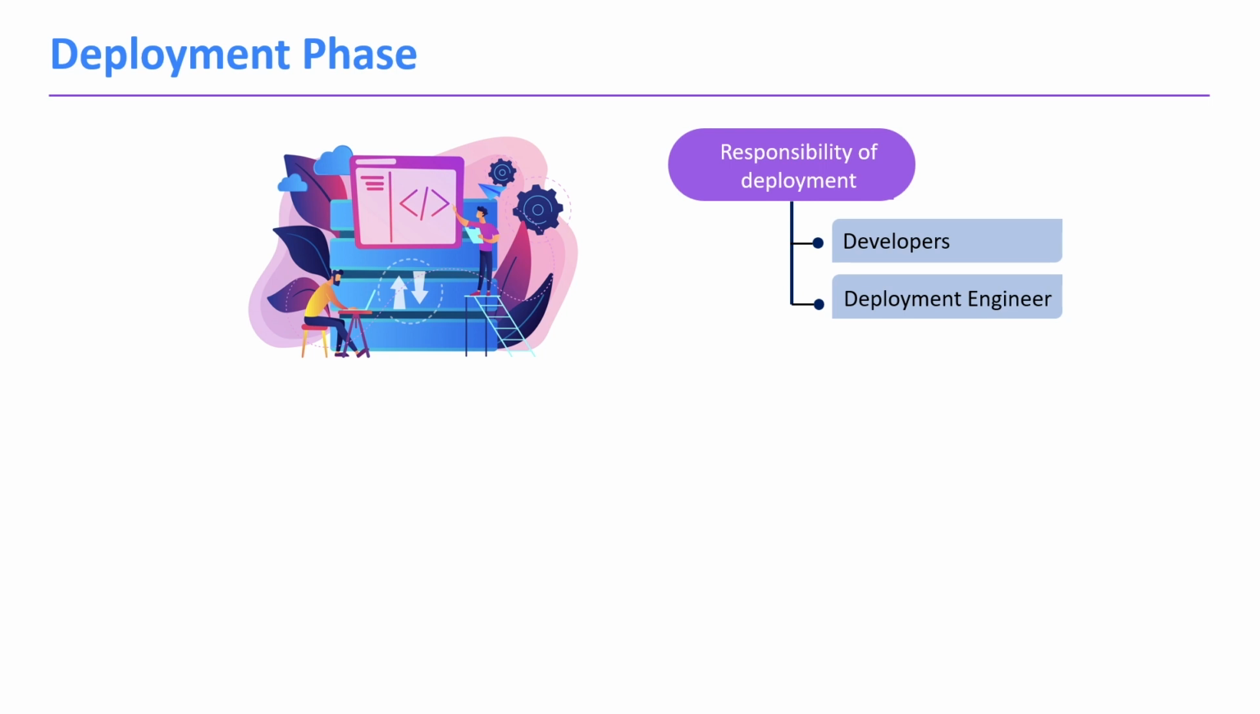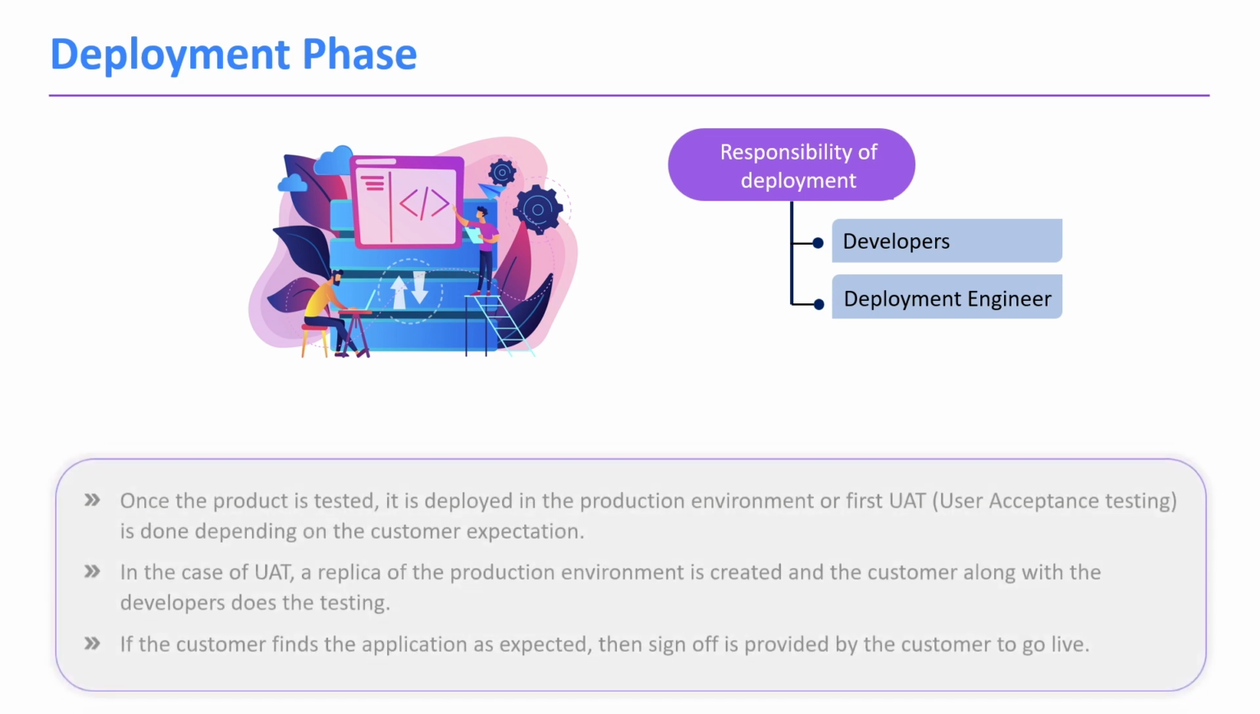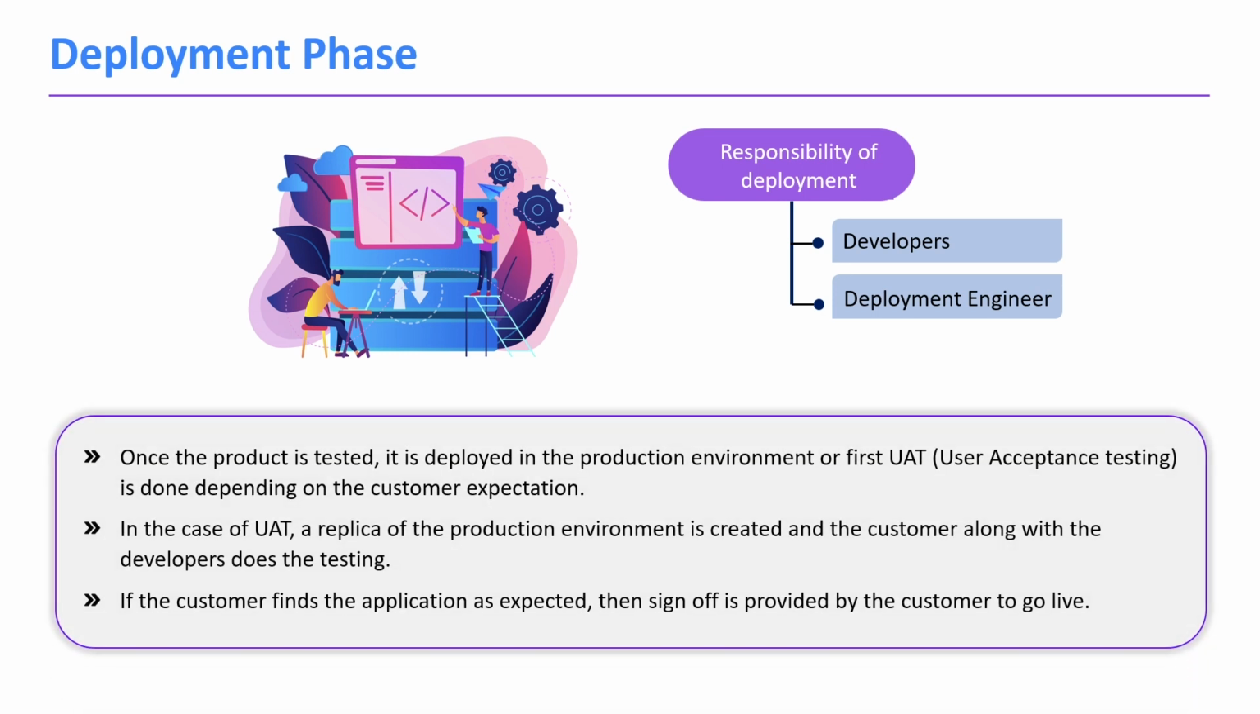Next phase is the deployment phase. Deploying an application to the server is a responsibility of developers and deployment engineers. Once the product is tested, it is deployed in the production environment or first in the UAT. It's done depending on the customer expectations of where they want to deploy their application.